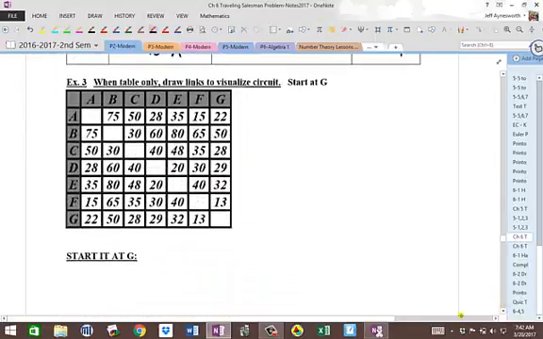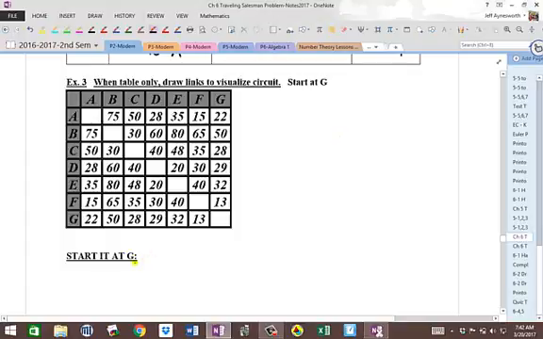Okay, so now let's take a look at another example. Here we have a complete graph. Just notice that we have 1, 2, 3, 4, 5, 6, 7 vertices right here, and a table representing a complete graph with 7 vertices. I say complete graph because all the edges are there, and they all have a weight. And we want to find a Hamilton circuit starting at G when we're all done.